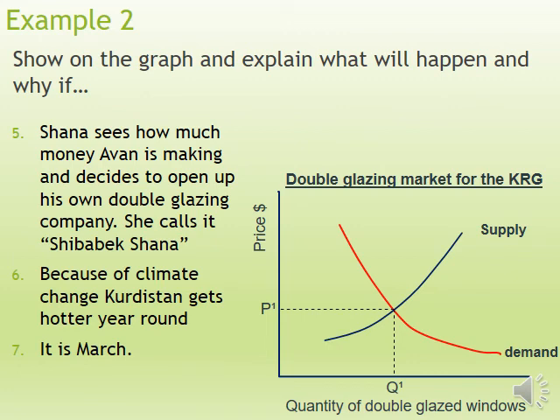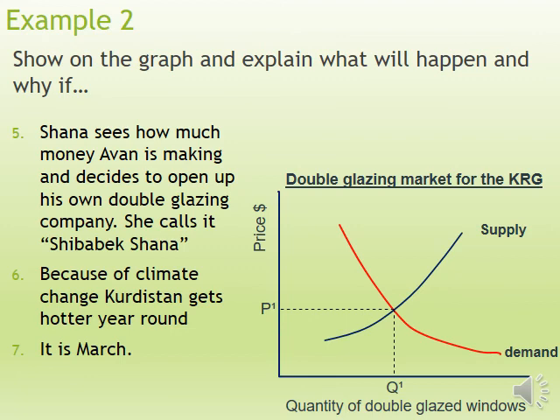Number 5. Shana. She's seeing how much money Avan is making, and she decides to open up her own double glazing company. That should be a her, not a his, sorry. And so she opens up a double glazing company and she calls it Shababi Shana. Apologies for the Arabic. I do need to get round to learning some Kurdish at some point. Number 6. Because of climate change, Kurdistan is getting hotter year round. All through the year, it's getting hotter.